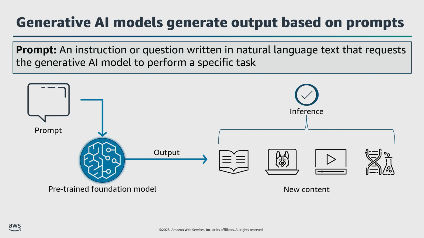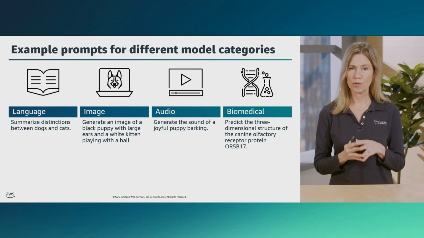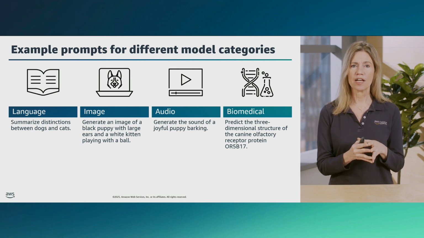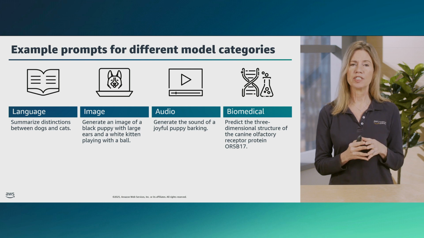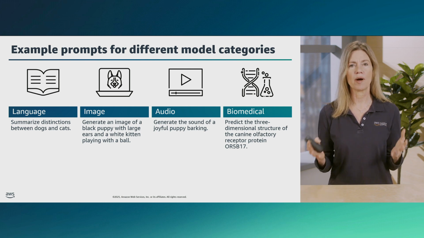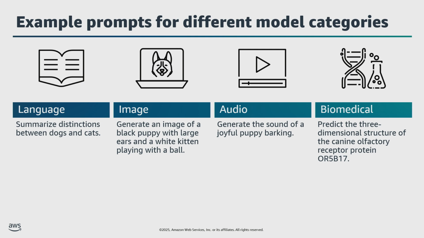The quality of the answer depends not only on the training data and the model, but also on how well you phrase the question. This slide, which is also in your student guide, provides examples of how you might write prompts to achieve different outcomes across different model categories. Finding the optimal way to write your prompt is a big part of designing a reliable generative AI solution.